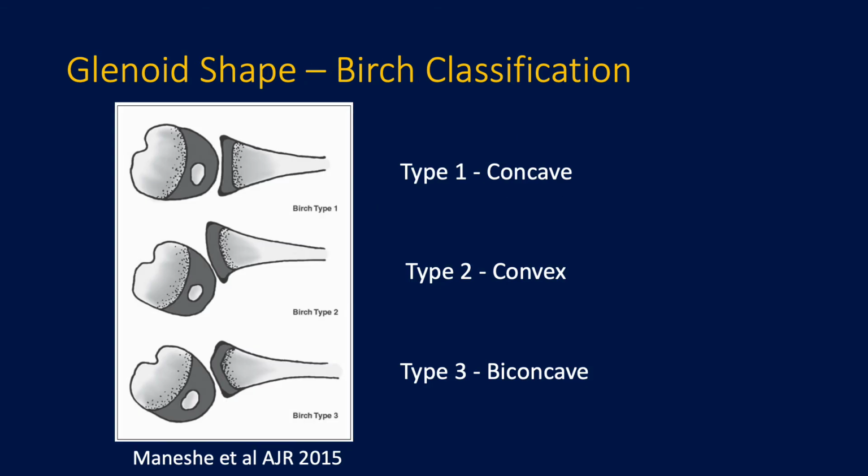On MRI, we are able to evaluate the glenoid shape. The Birch classification has been developed to classify the shape of the glenoid. Type 1 is a normal concave glenoid. Type 2 is a dysplastic convex glenoid. And type 3 is a biconcave glenoid, which has two articular surfaces with the humeral head posteriorly subluxed and articulating with the most posterior articular surface.